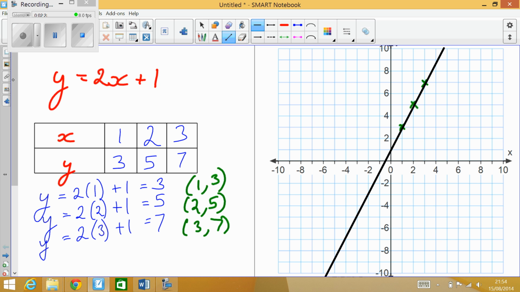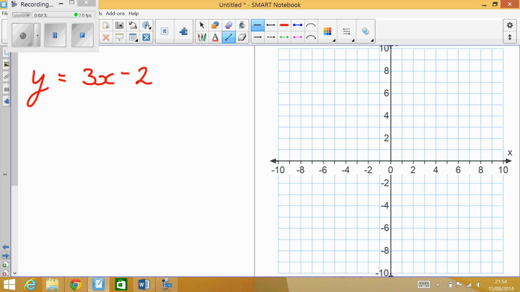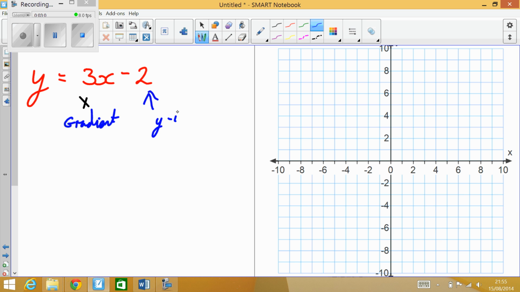Okay, now the next method of drawing a straight line graph is by looking at the gradient and the y-intercept. So the gradient of this line is 3. So this tells me for every 1 square I go across, I'm going to go up by 3. My y-intercept is going to be -2.